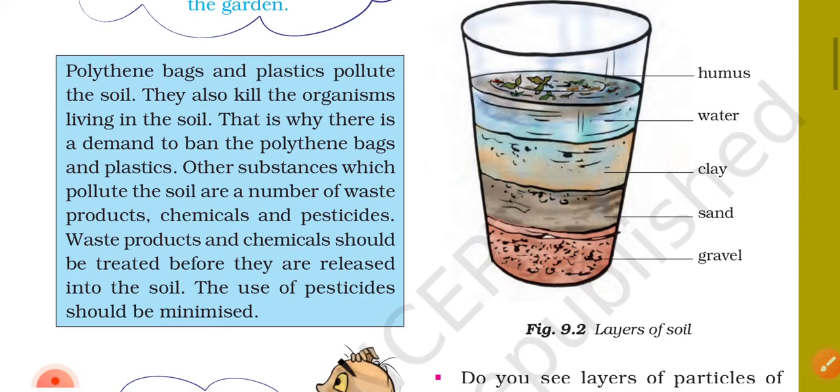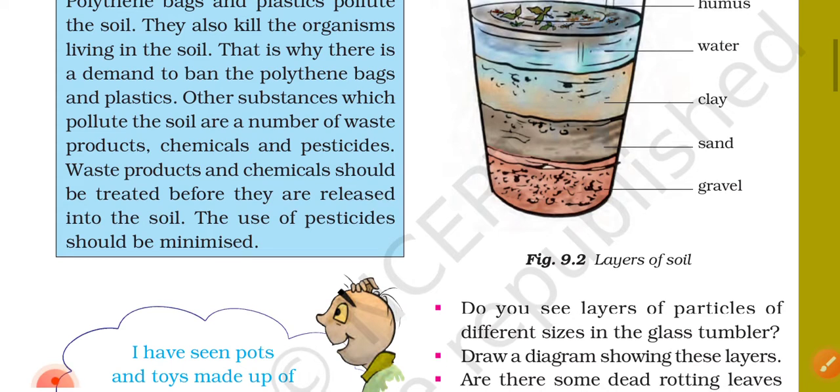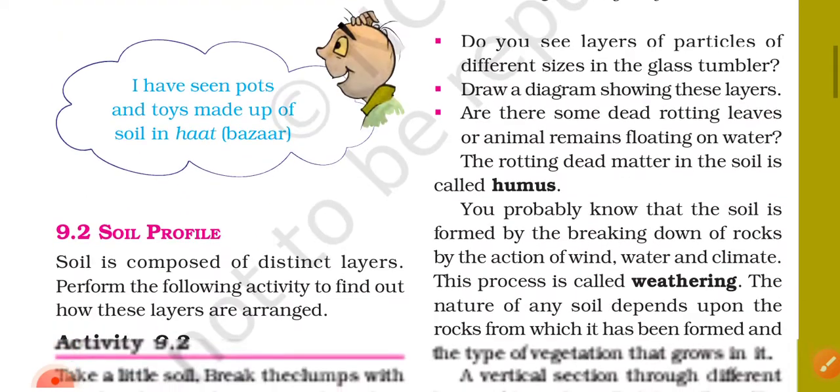Other substances which pollute the soil are a number of waste products, chemicals and pesticides. Waste products and chemicals should be treated before they are released into the soil. The use of pesticides should be minimized. Boojho, I have seen pots and toys made of soil in Haat Bazaar.